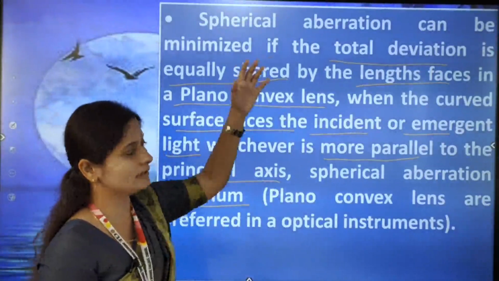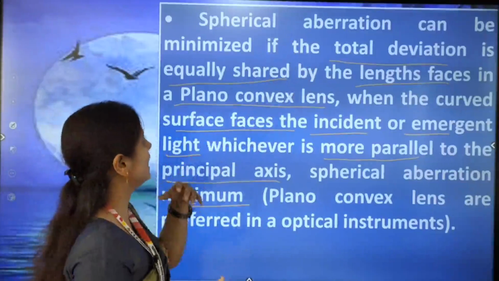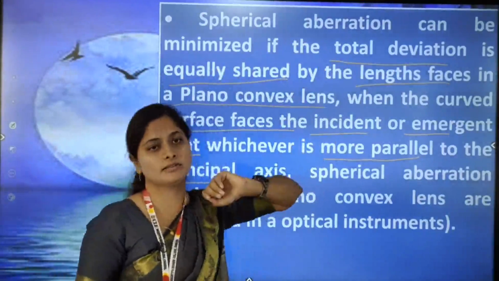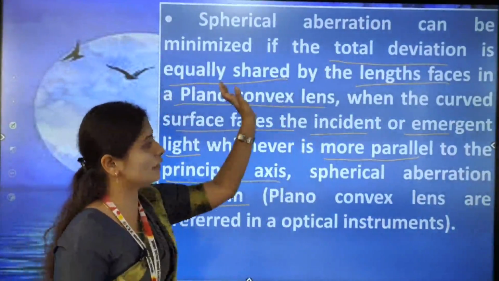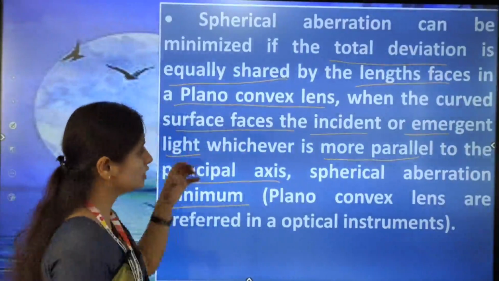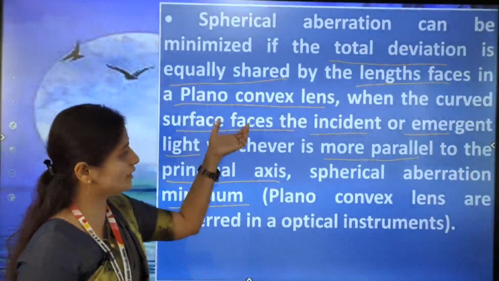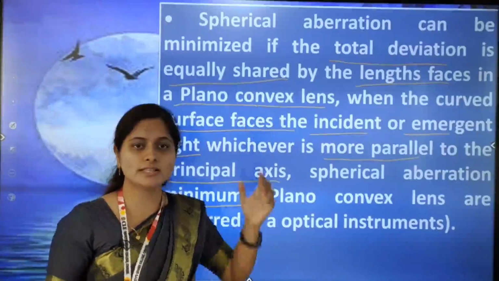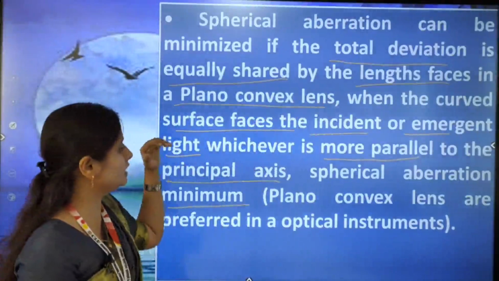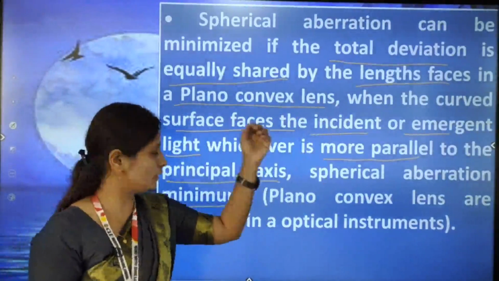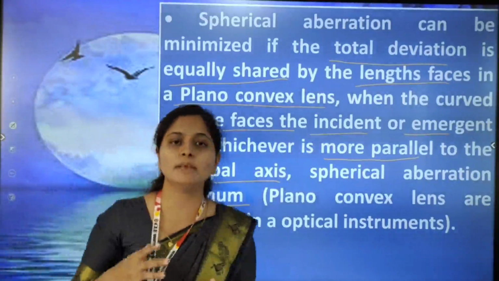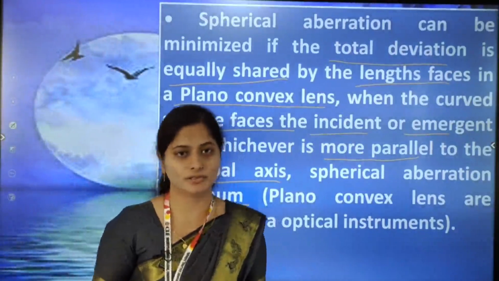By using this, the total deviation, to minimize it, we have to share equally between the lens faces for a convex lens. Suppose we are taking the curved surfaces, the faces facing the incident or the emergent light, which is more parallel to the principal axis. That's why by using this we can minimize our spherical aberration.